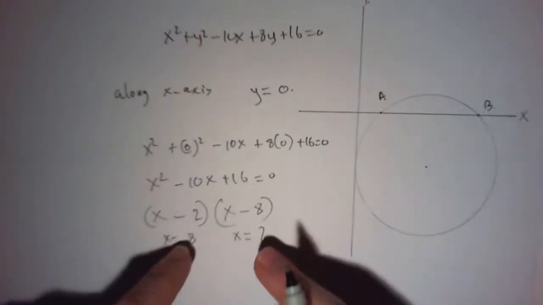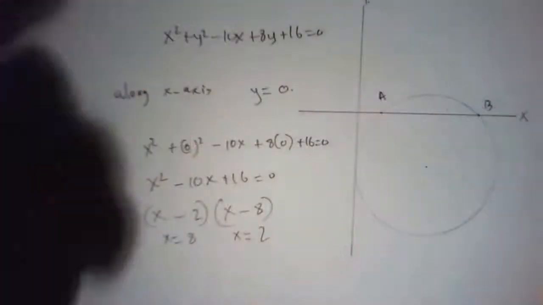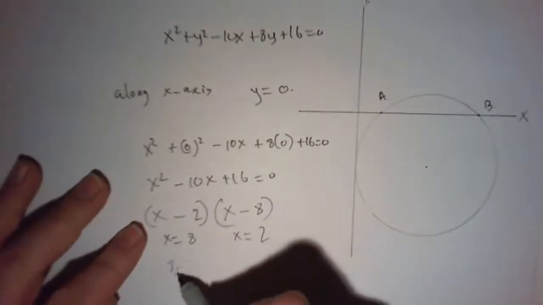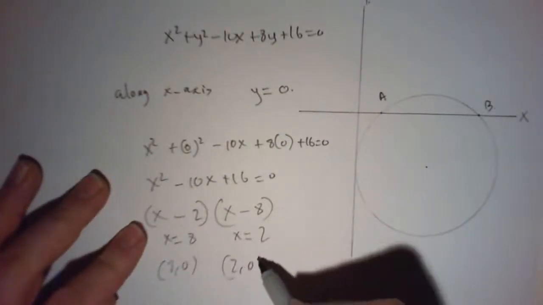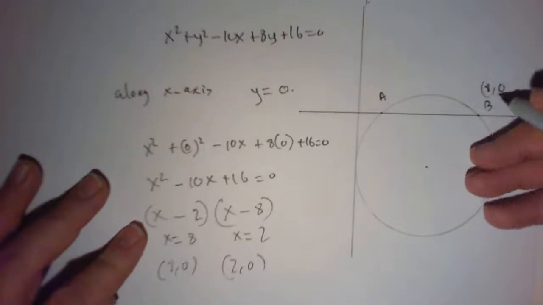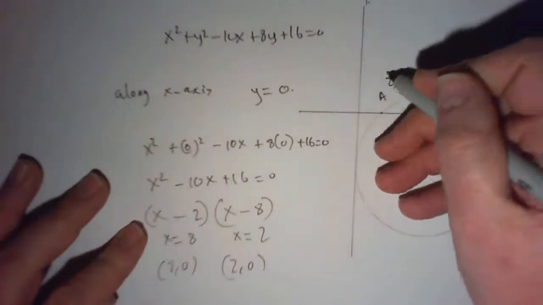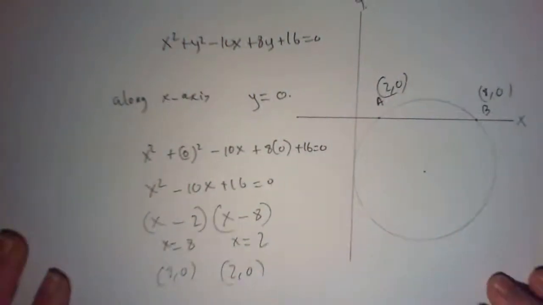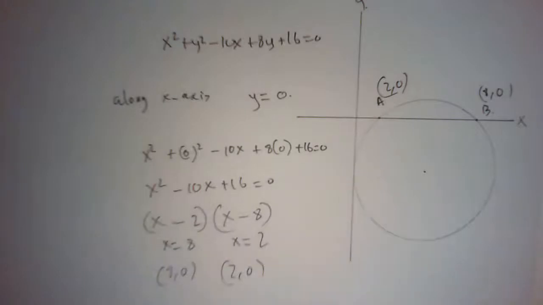Well, if you substitute both of them back up in there, the y is going to be 0. So we have (8, 0) and (2, 0). So that has to be the (8, 0) because it's further to the right, and that has to be the (2, 0). There you go. That was a nice one, I would say.